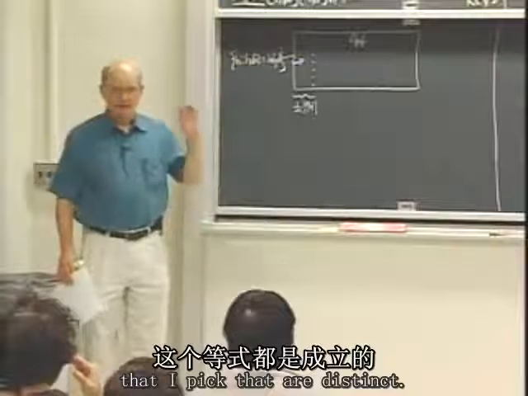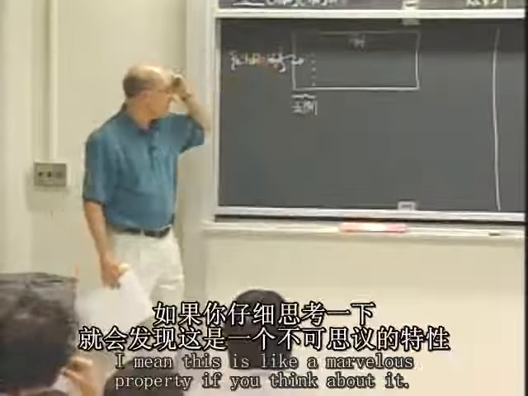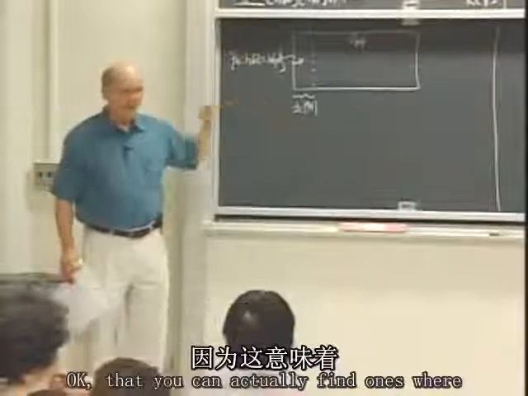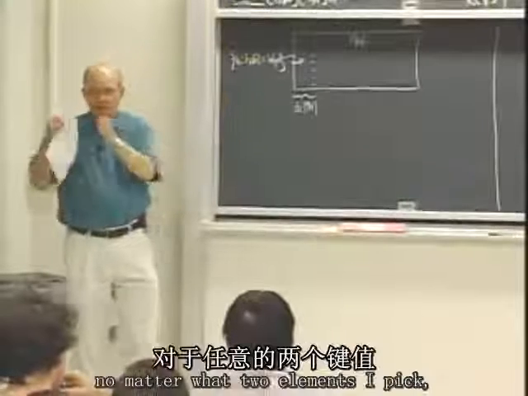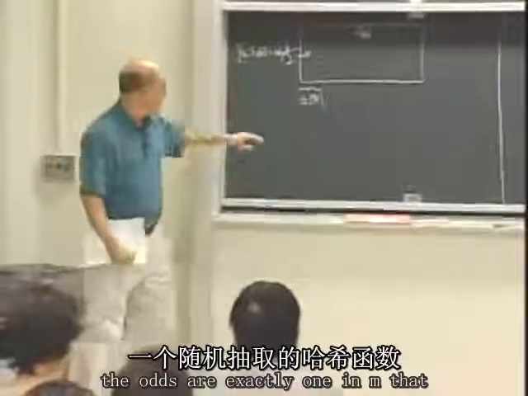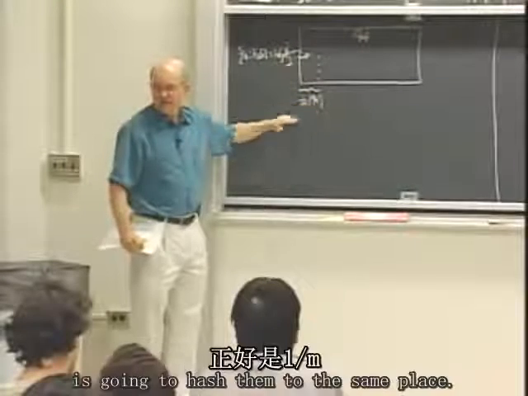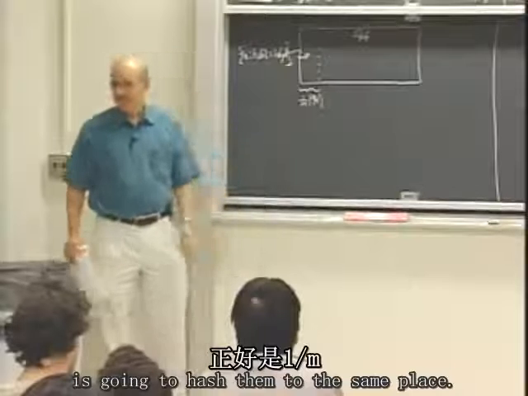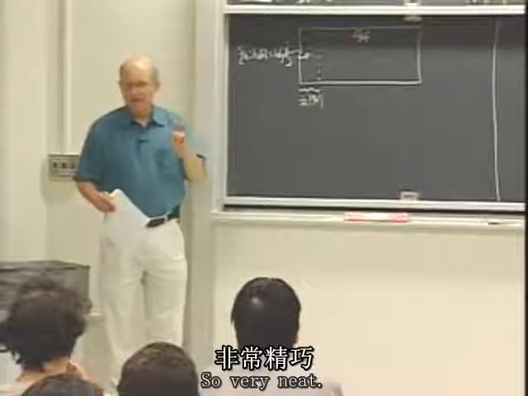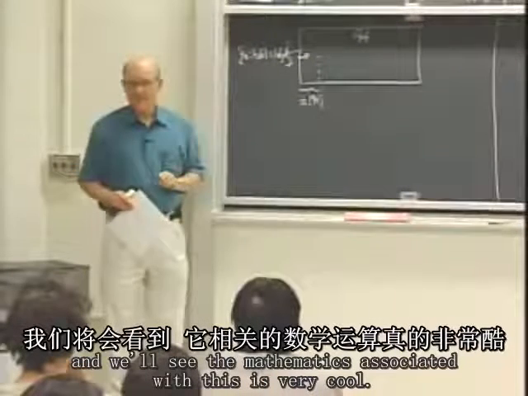This is a marvelous property if you think about it: you can actually find a set of hash functions where, no matter what two elements I pick, the odds are exactly 1 in m that a random hash function from this set will hash them to the same place. So very neat property, and we'll see the mathematics associated with this is very cool.